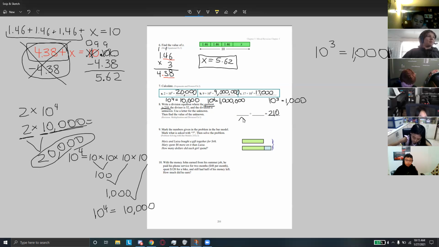Actually, let me say that one more time. The number that is being divided is the dividend. The number you're dividing by is the divisor. There we go. And then finally, the answer is your quotient.